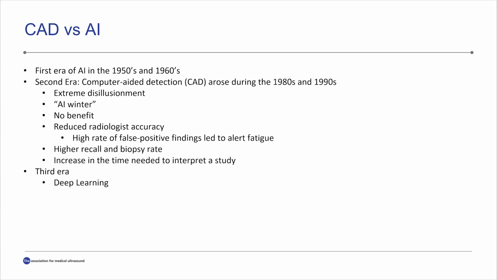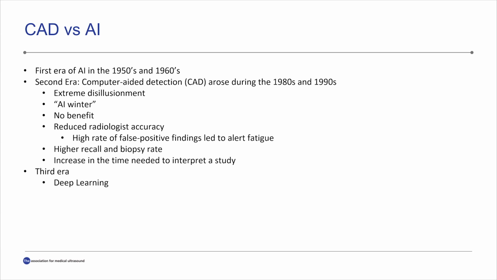These systems would detect things that were nothing, but were slightly different from the baseline pictures it was trained with, so it thought there was something wrong. So in all reality, it actually started to lose its benefit or have no benefit. It led to high false positive findings and to alert fatigue. So radiologist accuracy was actually found to be decreased in some of the literature. It led to higher recall rates and higher biopsy rates. And it actually led to an increased time needed to interpret a study rather than a decrease.